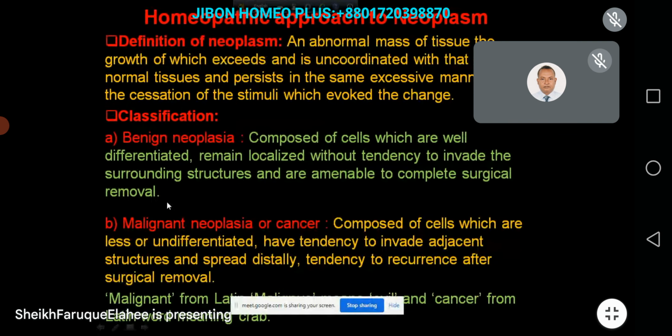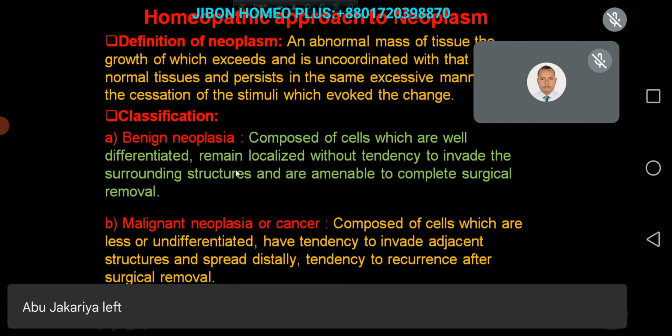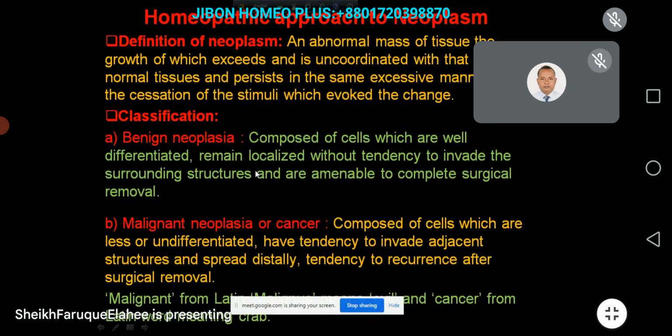Now this may be benign, this may be malignant. Benign means no cancer. So benign has some character and malignant neoplasm has some character. Let us see what is the character. Benign neoplasm is composed of cells which are well differentiated. It means one cell is like another cell. If it is an epithelial cell, all are like an epithelial cell. All have similar chromosomes and similar cytoplasm. They remain localized without tendency to invade the surrounding structure. And this proliferation of cells will remain within the tissue, within the organ.